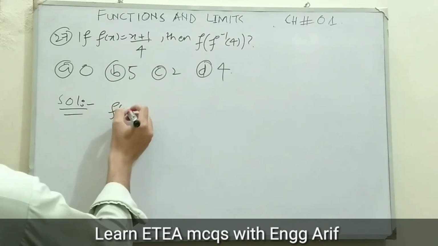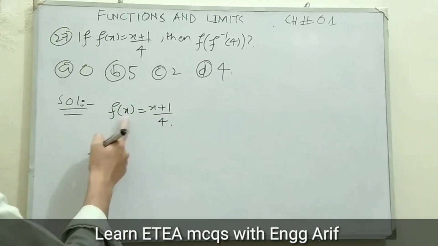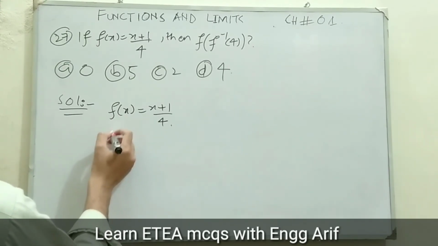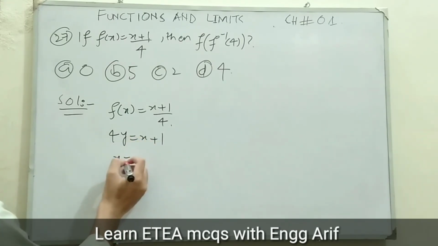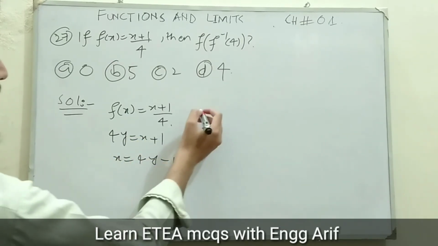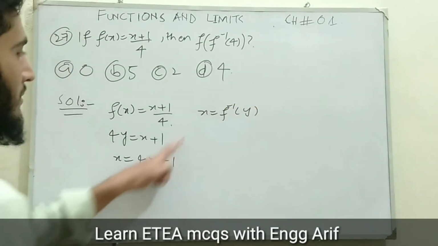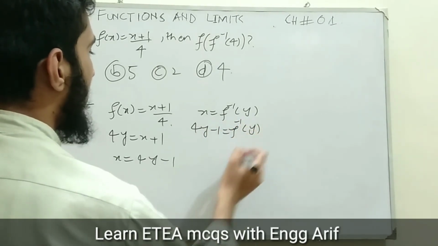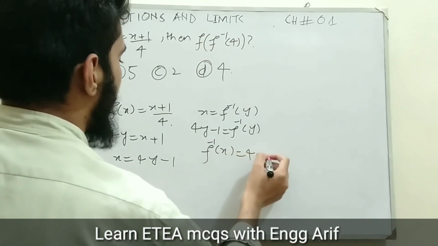We have the function given, f of x is equal to (x plus 1) over 4. First we are going to find its inverse. So let's suppose f of x is equal to y. So 4 will come to the left hand side, it will multiply with y, it becomes 4y is equal to x plus 1. So from it our x value will be 4y minus 1. Now x is equal to f inverse y, we already know. So put the value of x, 4y minus 1, over here, it becomes 4y minus 1 is equal to f inverse y. Replace y with x, it becomes f inverse x is equal to 4x minus 1.